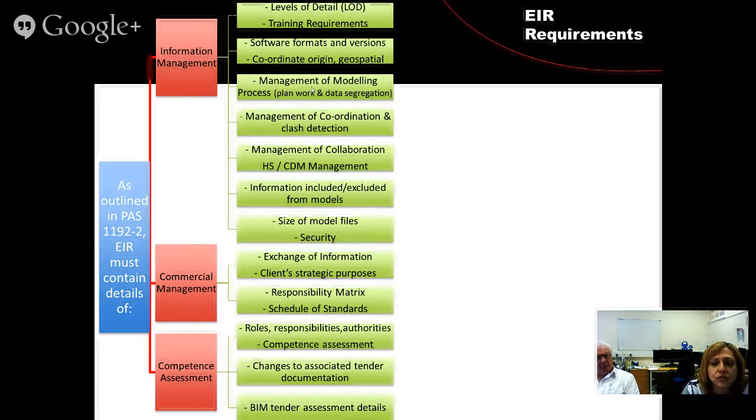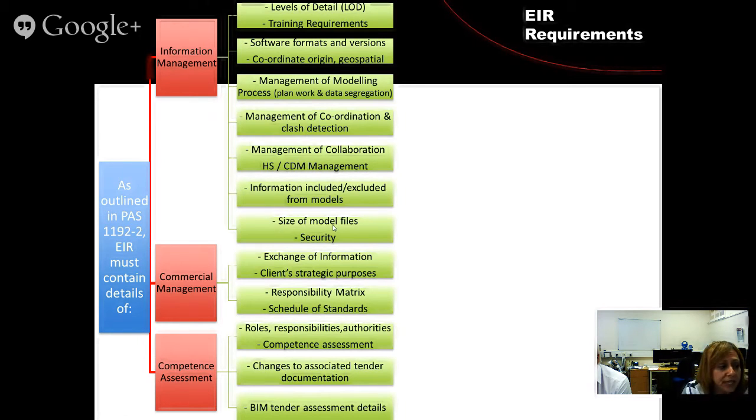Management of the modeling process, so you have to have a plan for the work. Segregation of the data that will be included along the life cycle. This has to be asked by the client in the EIR. How management of coordination and clash detection should be done, again, to be asked by the client. How collaboration between the teams will be done, including CDM, health and safety management. Information that's supposed to be included or excluded from the models, okay? So the things that should or should not be there to be stressed by the client in particular, because he might ask for things which are not the norm or which have not been asked for previously in other projects that the client has worked on with that organization, for example.